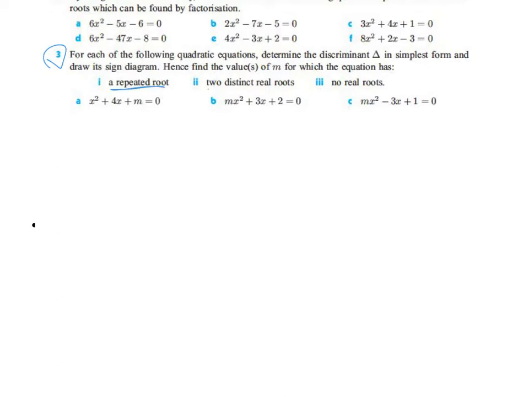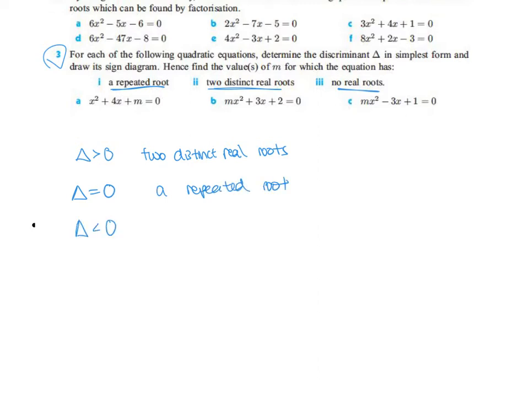So this question number 3, when it's asking you to use the discriminant to find when you have a repeated root, 2 distinct real roots, or no real roots. Remember that when the discriminant is positive, you have 2 distinct real roots. When the discriminant is equal to 0, you have a repeated root. And when the discriminant is negative, you have no real roots.